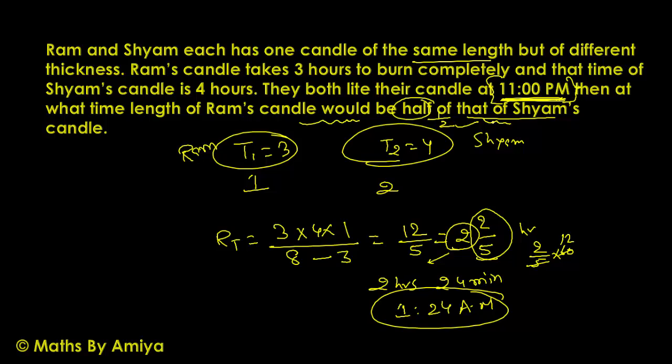I hope this one is clear. But the shortcut, T1 into T2 into the gap of these values upon, according to the condition, the denominator goes with "of", is only applicable when we have the same length and different thickness and we burn together. If we have anything different from these three conditions, we make an equation and solve the question.